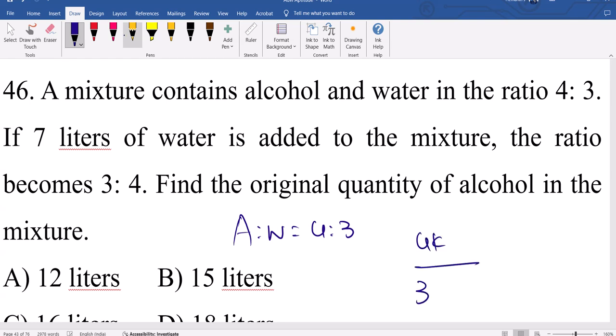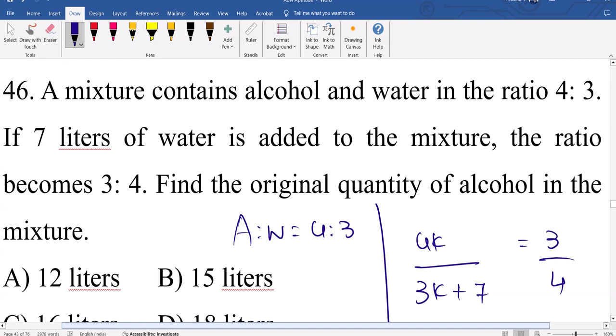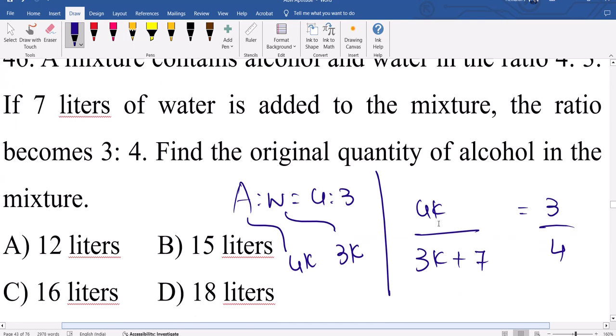Now how much water is added? 7 liters. Now the ratio becomes 3/4. See, alcohol 4K, water 3K. Water is added 7. Now the ratio is 3/4. Cross multiply, 16K and 9K, the difference is 7K. Here 7 into 4, so K value is equal to 4.